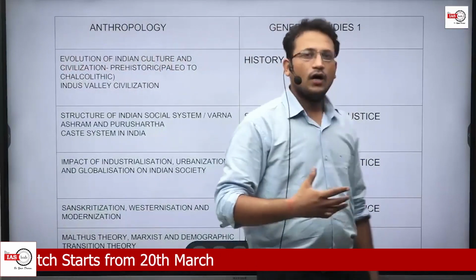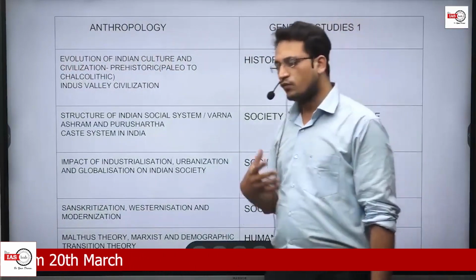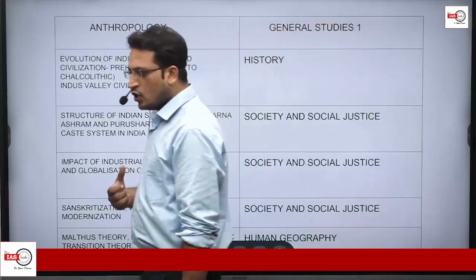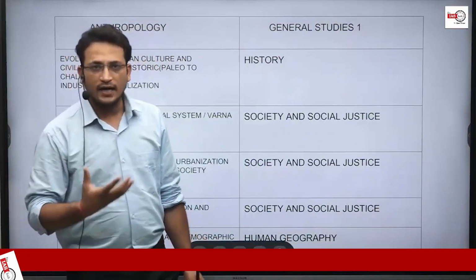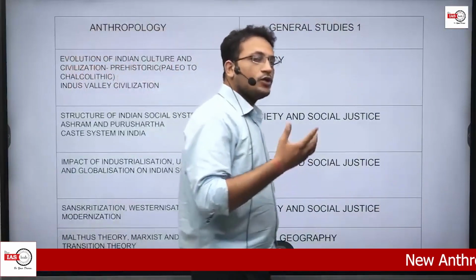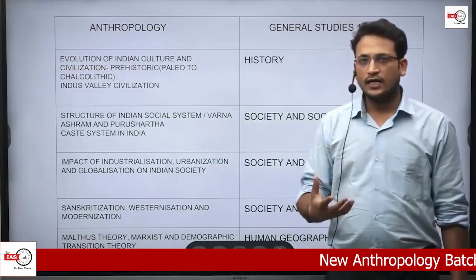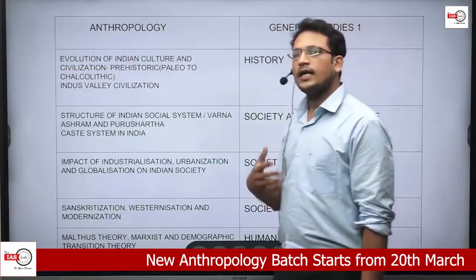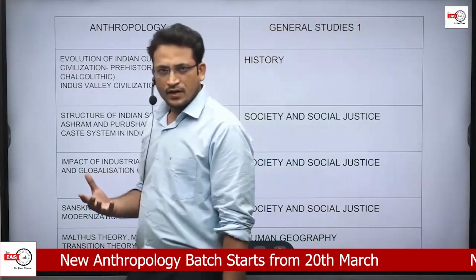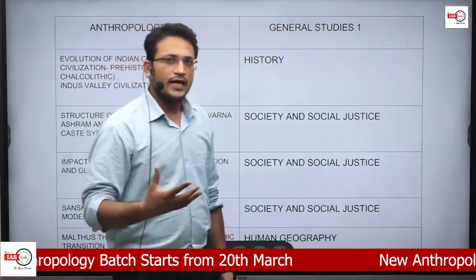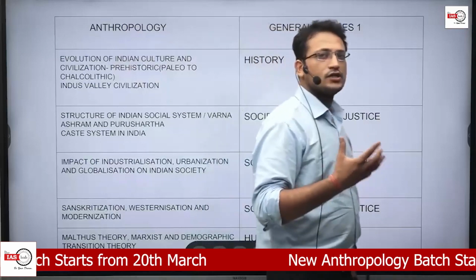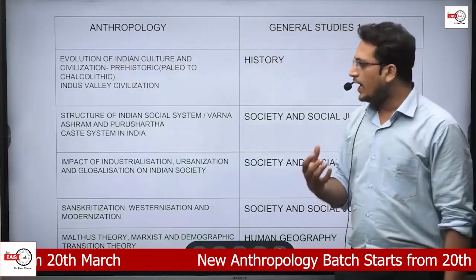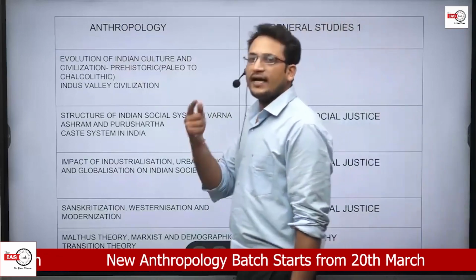We will see how this Varnashram or this Varna system came into being. What are the different theories behind it? And if we are going to understand about the Varnashram or Varna system, definitely we will have more clarity about the caste system. Because in India, you know that the caste system is something which is so much prevalent and which is changing day by day.